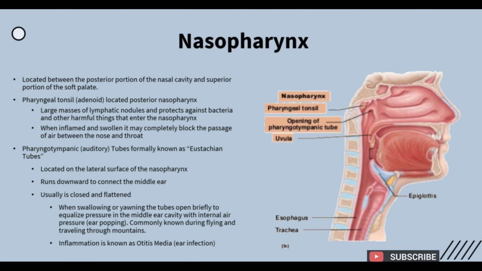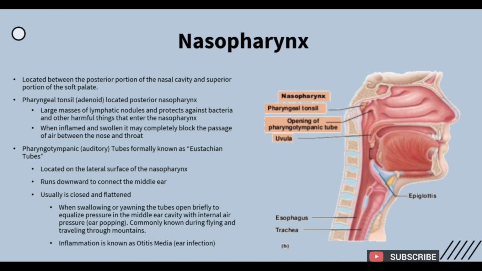Okay, so let's start with the nasopharynx. This is located between the posterior portion of the nasal cavity and superior portion of the soft palate. And here lie these structures. The first one is the pharyngeal tonsils. It's located posterior of the nasopharynx, and it's also known as the adenoids. This is a large mass of lymphatic nodules, and it protects us against bacteria and other harmful things that enter through the nasopharynx. And when it's inflamed or swollen, it can completely block the passage of air between the nose and the throat.